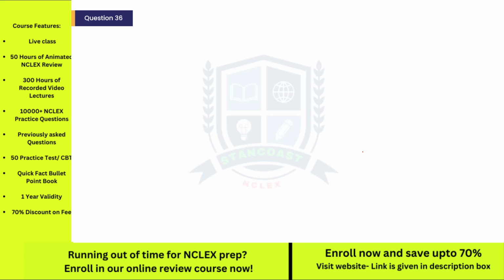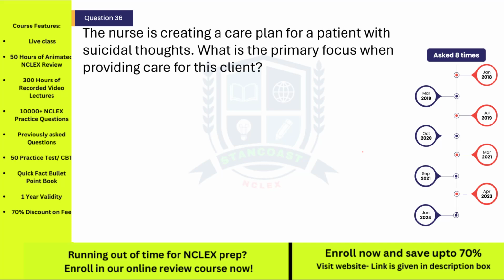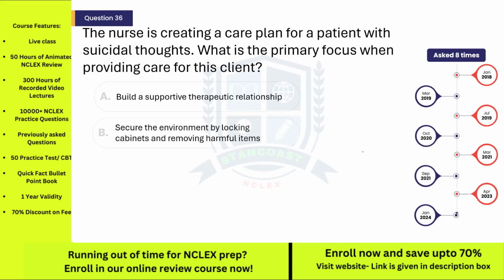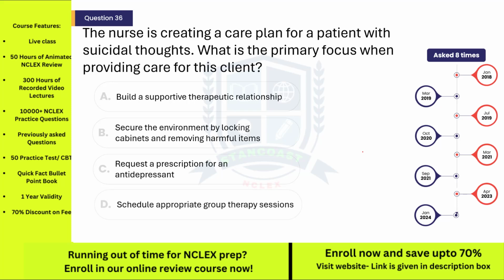This question related to suicidal ideation has been asked 8 times in the last 5 years, making it highly likely to appear in your exam. The nurse is creating a care plan for a patient with suicidal thoughts. What is the primary focus when providing care for this client? A. Build a supportive therapeutic relationship. B. Secure the environment by locking cabinets and removing harmful items. C. Request a prescription for an antidepressant. D. Schedule appropriate group therapy sessions. The correct answer is B.